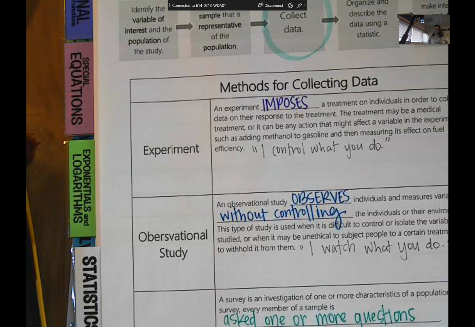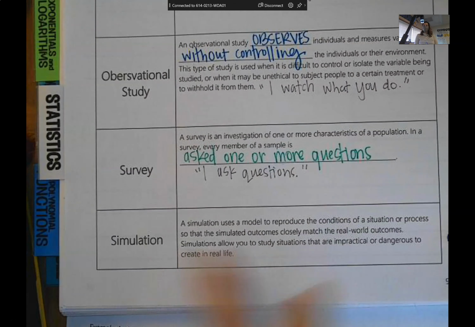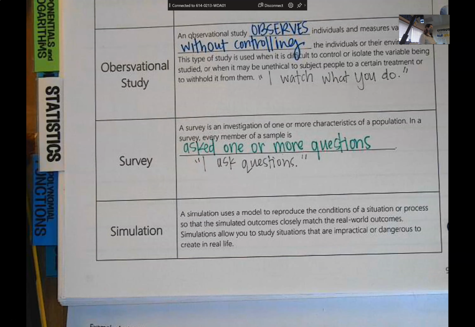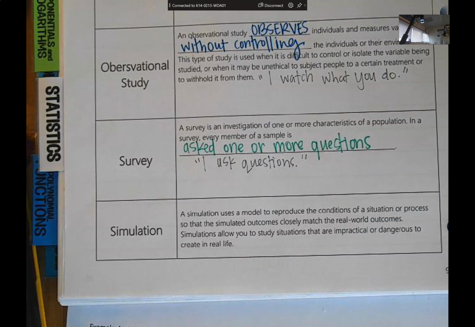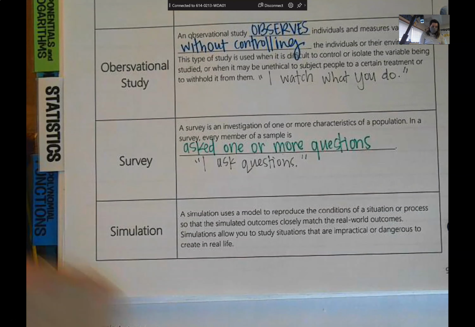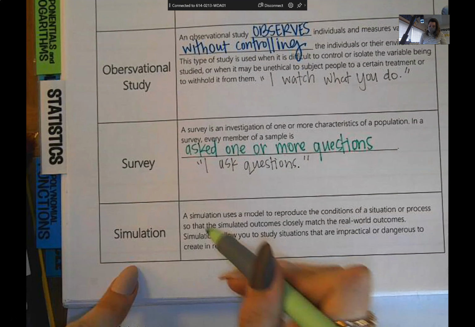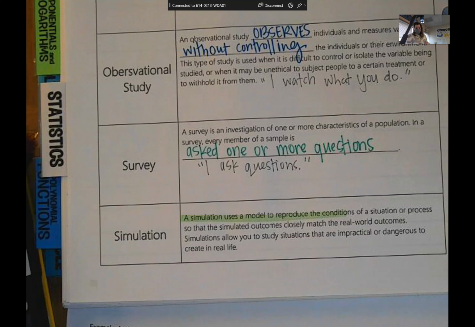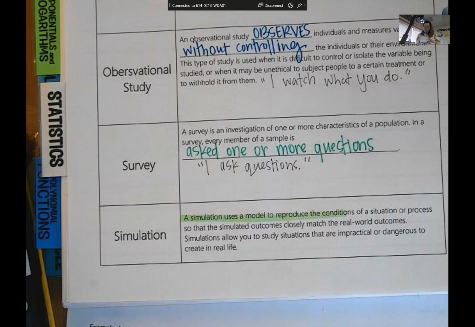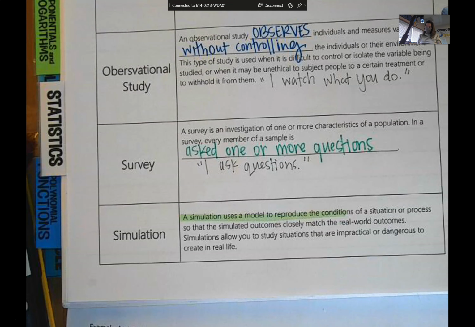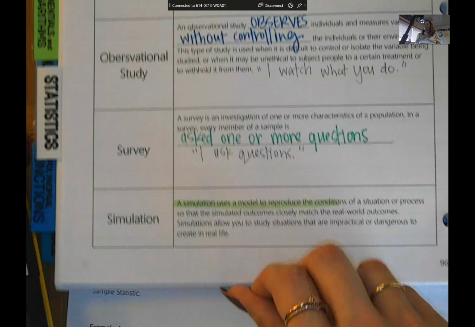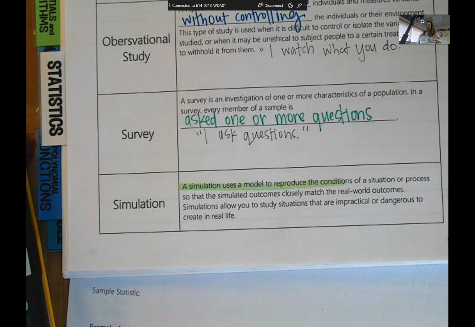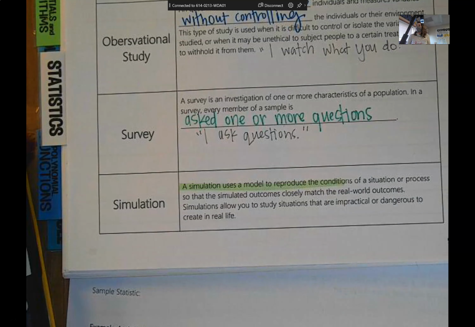So on the next page, oh wait, there's one more, my bad. This one, I forgot about him because he doesn't necessarily fit in with the rest. So a simulation uses a model to reproduce the conditions in a situation or a process so that the simulated outcomes closely match the real world outcomes. So simulations allow you to study situations that are impractical or dangerous to create in real life.